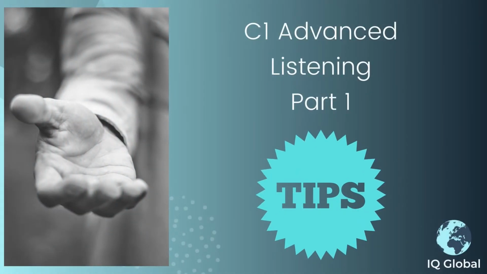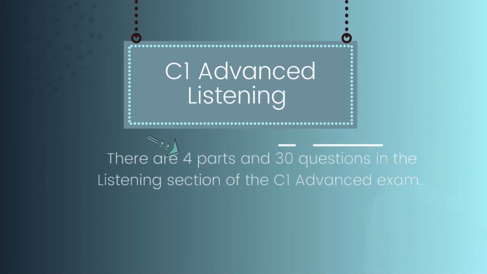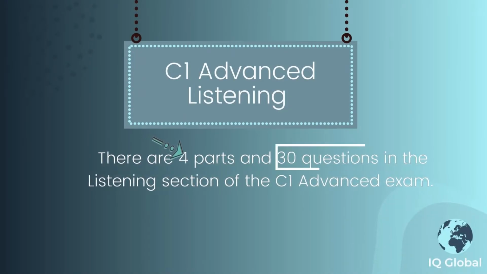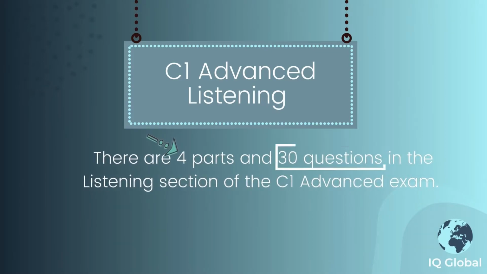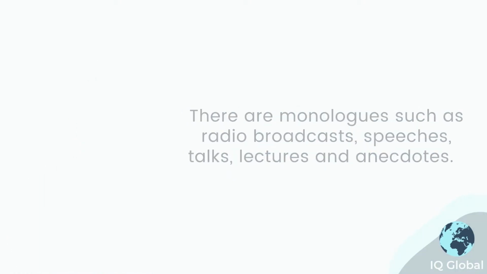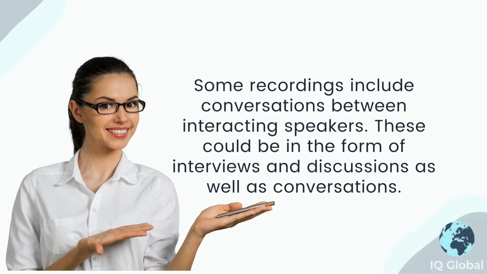Listening Part 1. There are 4 parts and 30 questions in the listening section of the C1 Advanced exam. There are monologues such as radio broadcasts, speeches, talks, lectures and anecdotes in this part of the exam. Some recordings include conversations between interacting speakers. These could be in the form of interviews and discussions as well as conversations.